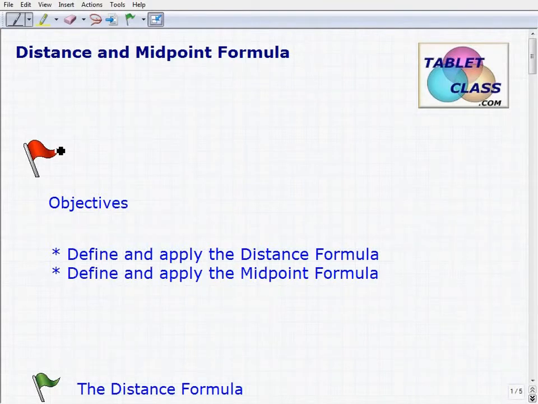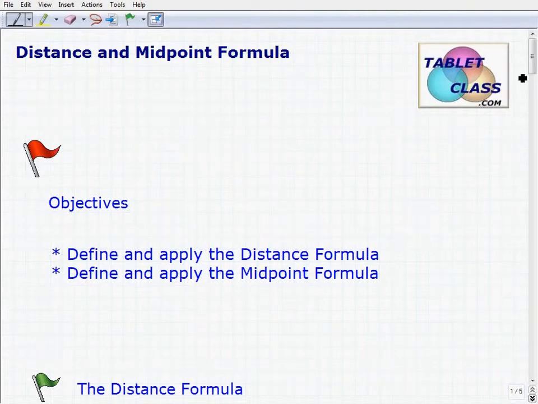Our objectives are going to be, we want to define and apply the distance formula, and then we're also going to do the same thing for the midpoint formula. These are pretty closely related, but they are different, and we'll point out the differences in the lesson.